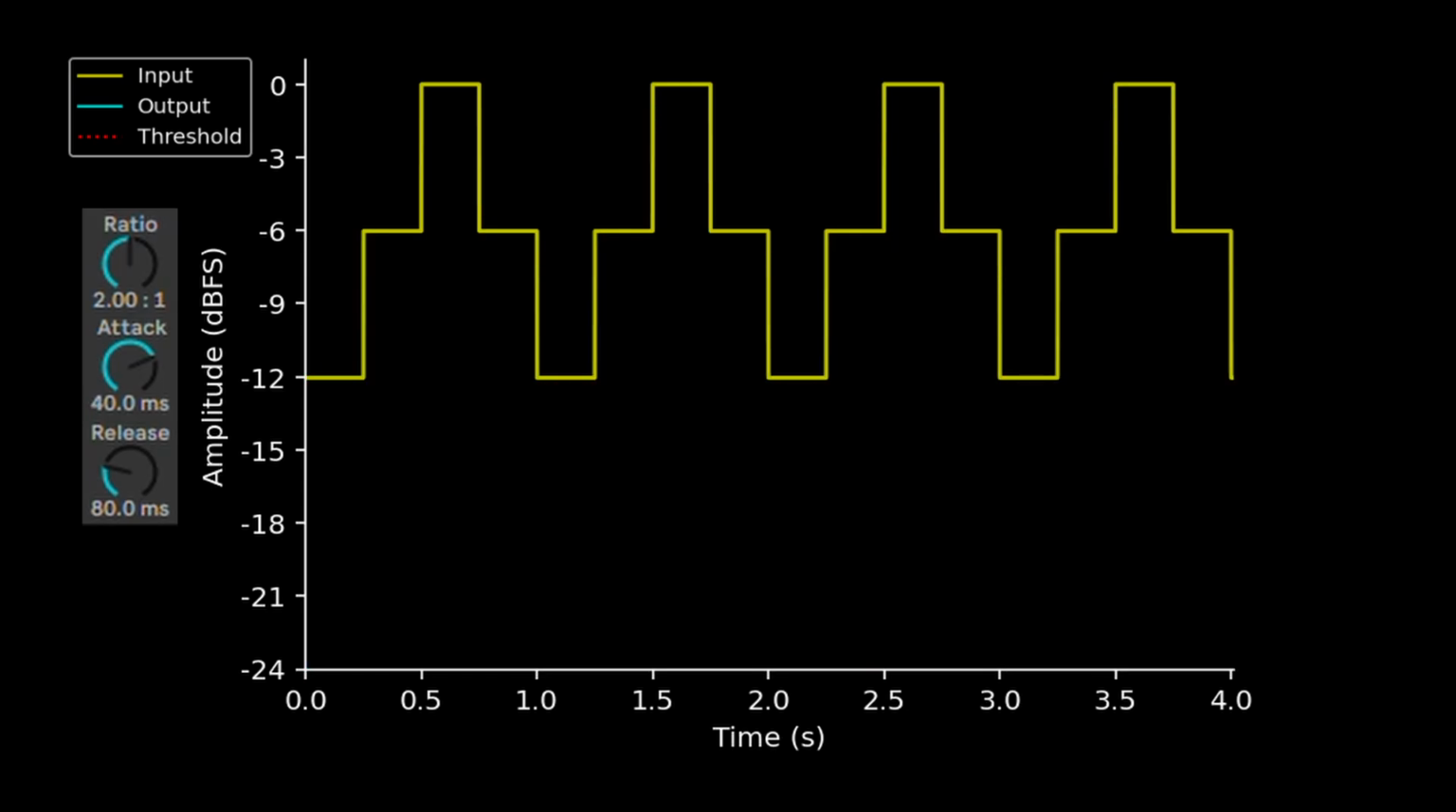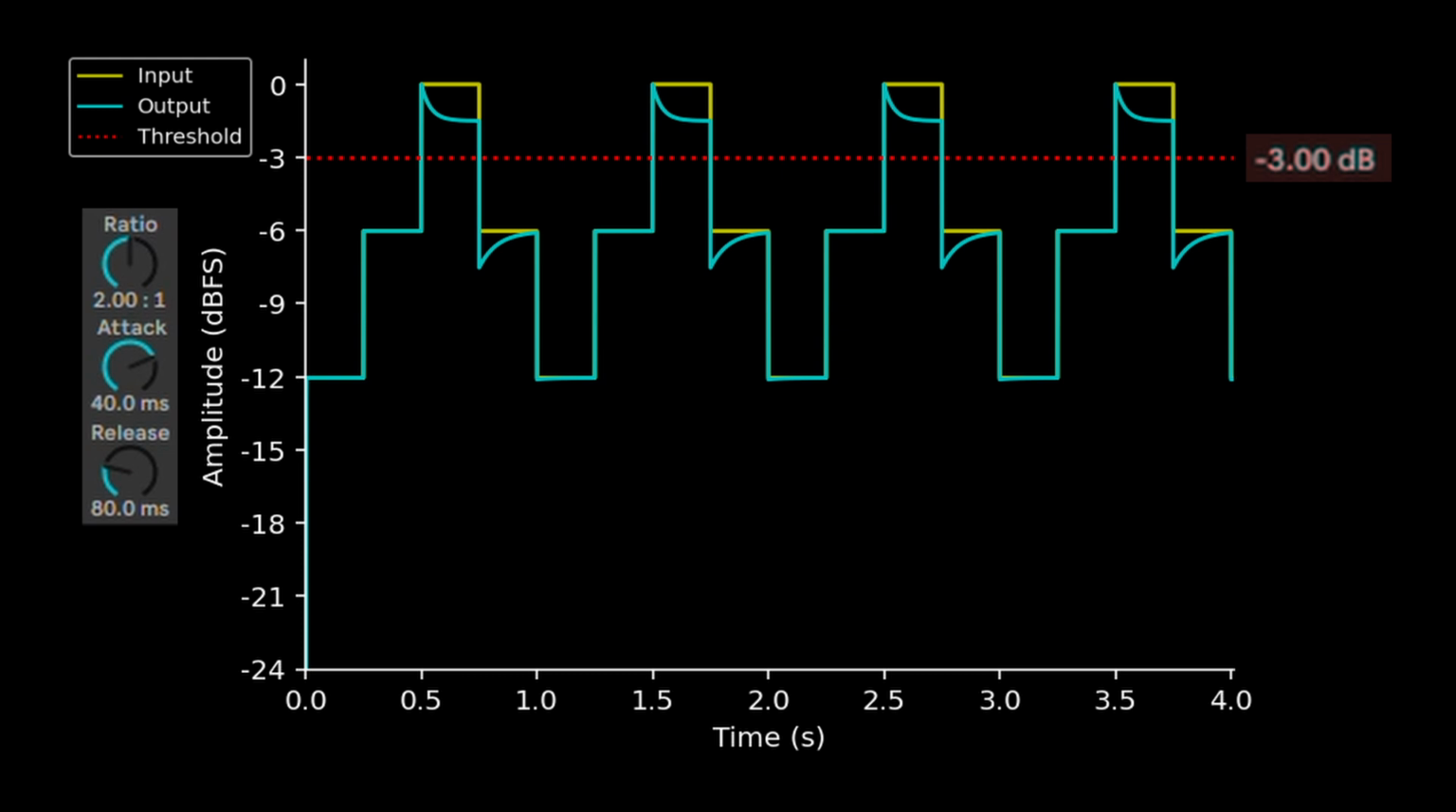If we set our threshold to -3 dB, now we see that neither attack nor release are engaged when the signal is at -12 dB. This is because there is now no difference in the required gain reduction between the -6 and -12 dB parts of the signal. They are both below the threshold and thus require 0 dB gain reduction.